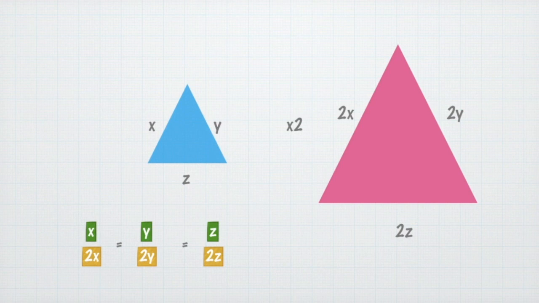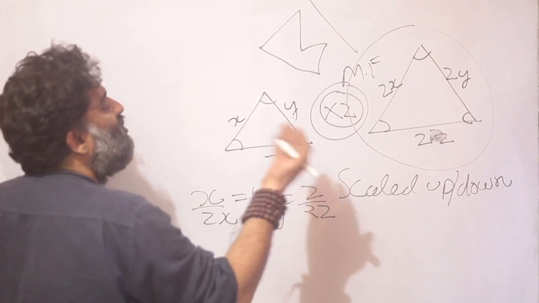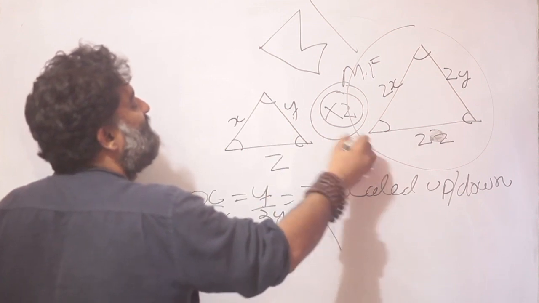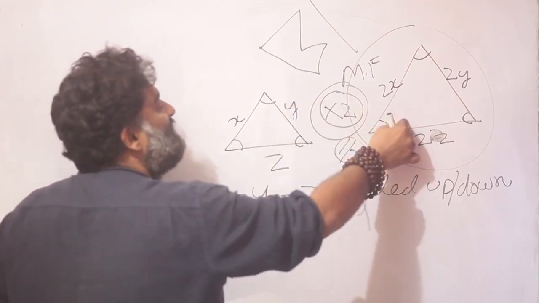It is the same as saying all the sides have the same multiplying factor. Going from one figure to the other, all the sides had to be multiplied by 2. Or going from this figure back to the first, all the sides had to be multiplied by half, because this triangle is going to be half of this triangle.